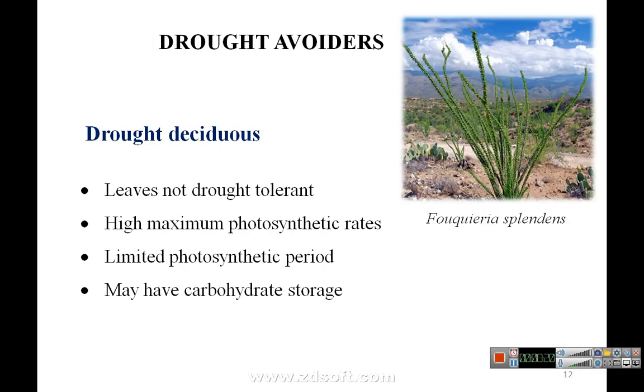Drought avoiders: deciduous leaves, not drought tolerant. Their leaves are not drought tolerant. High maximum photosynthetic rate, because the environment is such that they get a lot of light, so that's why photosynthetic rates are very high in those desert plants. Limited photosynthetic period. It is also due to the scorching heat, which will eventually kill if the photosynthetic organelles or pigments are not closed.